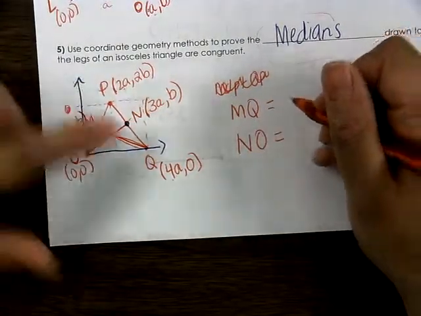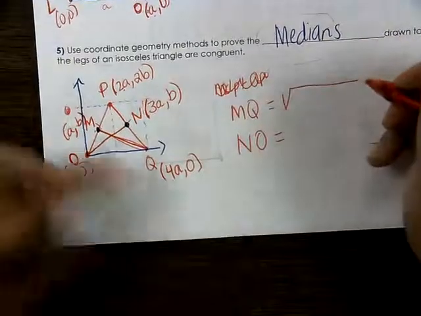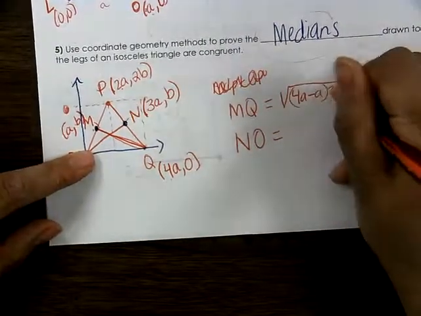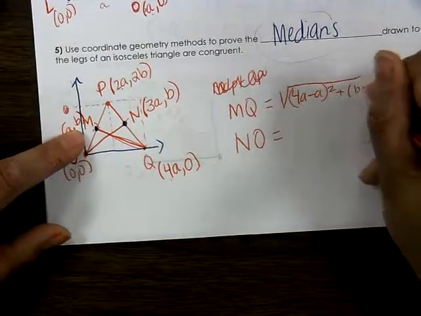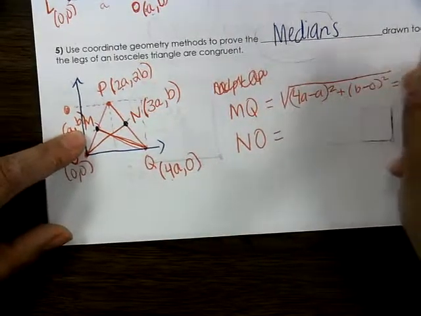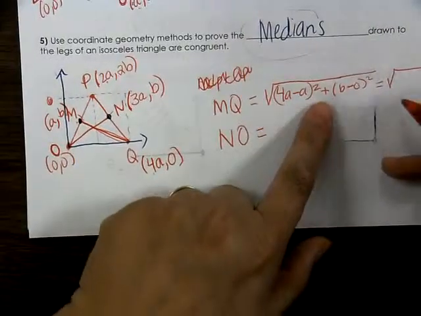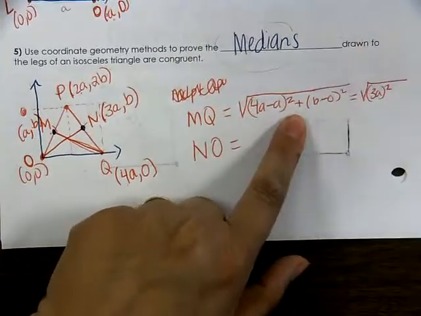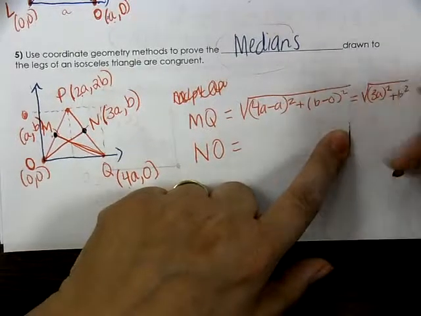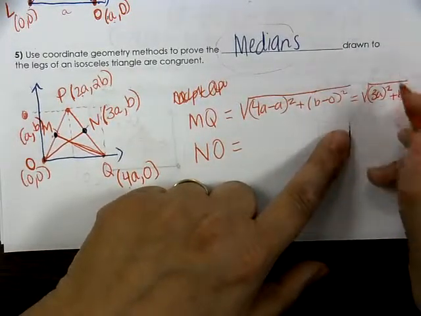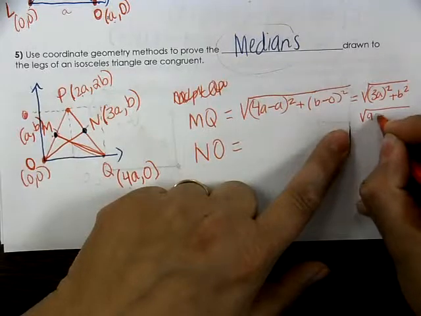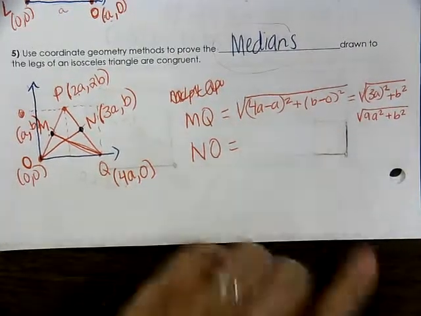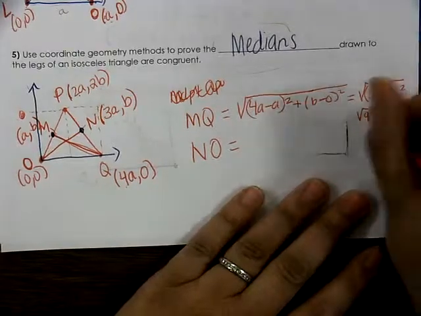So now that I have those, let's use the distance formula, M to Q: the square root of 4a minus a, squared, plus b minus 0, squared, and then simplify. 4a minus a is 3a, but make sure you put it in parentheses and square it. This is plus b squared. This 3a should be squared, so that comes out to 9a squared, and then still plus b squared. And that's as far as you can go.